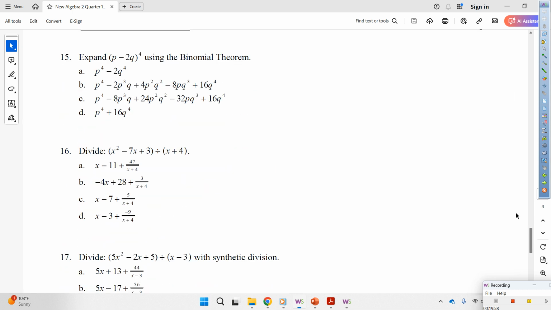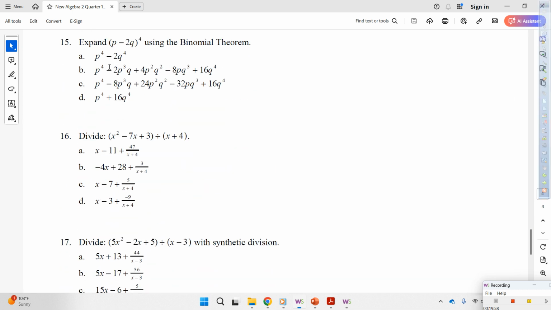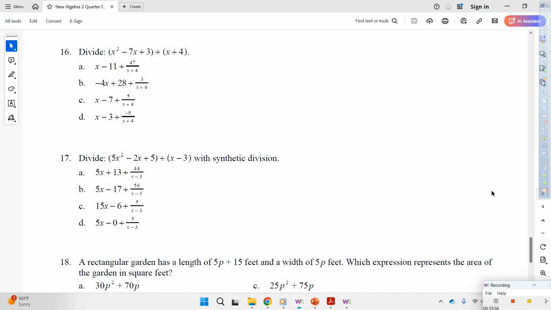Ooh-wee. Did we do number 15? Yes, on the warm-up. Number 16, divide. All right, let's do that one together. Let me zoom in.